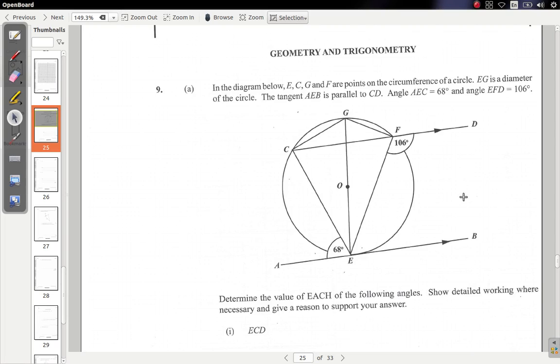Question 9 from the CSEC Mathematics May 2021 paper.